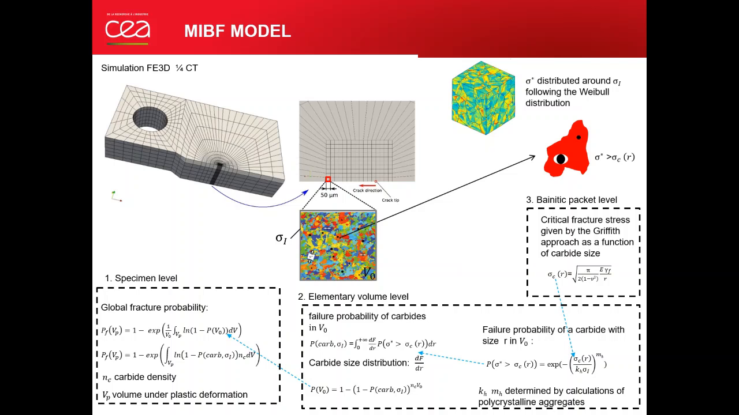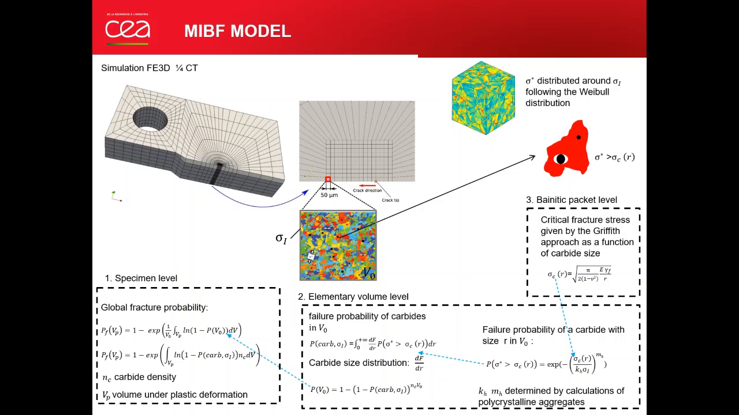So, the failure probability of a carbide with size R in an elementary volume is the probability to find a stress higher than its critical stress in the volume V0, as presented in this equation. The failure probability of any carbide is then expressed here. The carbide size distribution is involved as a weight function. With the weakest link theory inside V0, the failure probability of an elementary volume can be obtained by this function. Finally, we apply the weakest link theory a second time at the specimen level, and we can obtain the global failure probability.